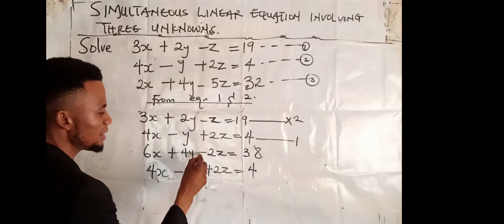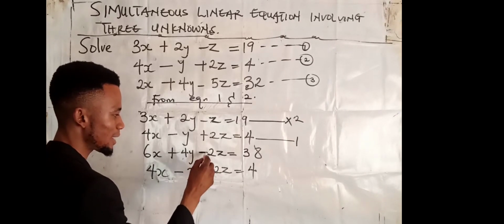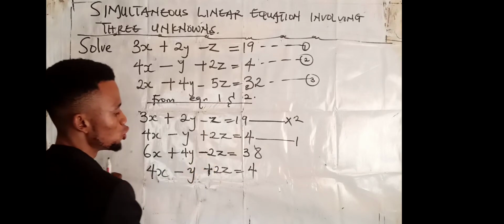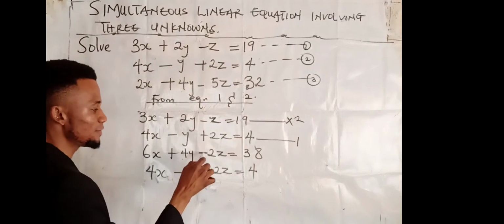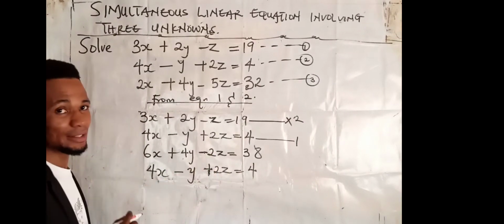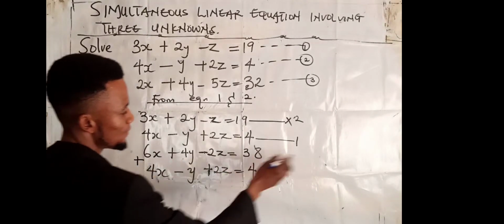The essence of doing this is for these two coefficients to be the same. Whenever your coefficients are the same, which is 2 and 2, you look at the sign at the front. If the signs are different, then you add. But if the signs are the same, you subtract. Since this and this are different, I am just going to add everything here.